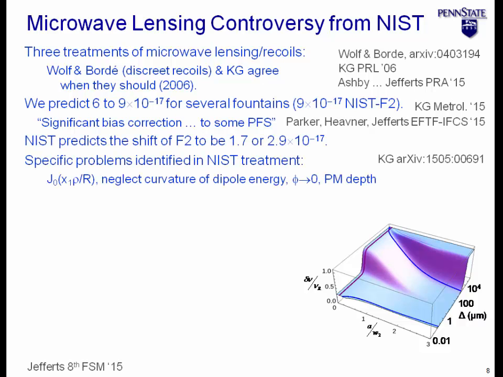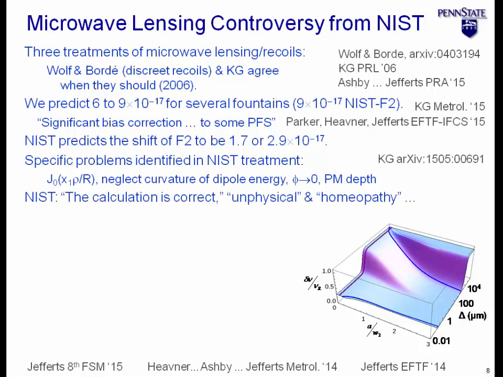NIST, on the other hand, in this treatment predicts a significantly smaller shift, between 1.7 and 2.9 times 10 to the minus 17. We have identified specific problems in the NIST treatment. There are several different problems we've identified. Without addressing these issues, NIST has reaffirmed their calculation, and they've used some strong words to describe our work.